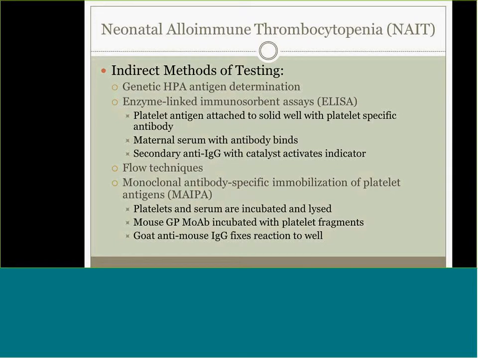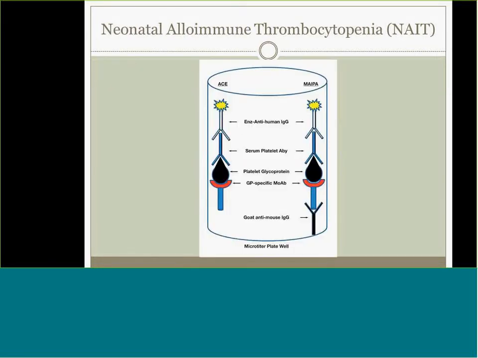There are techniques, and those are used by Blood Centers of Wisconsin, and there's something called the monoclonal antibody-specific immobilization of platelet antigens, or the MAIPA test, and it's something that was used when they established those arbitrary units that they were using. And I'll show pictures in a second. I'm a very visual person, so I need to see the sandwiches of the antibodies. In these, platelets and serum are incubated and then lysed. An antiplatelet monoclonal antibody is incubated with the platelet fragments, and then a goat anti-mouse IgG fixes the reaction to the well. So you can say a picture is worth a million words in this case.